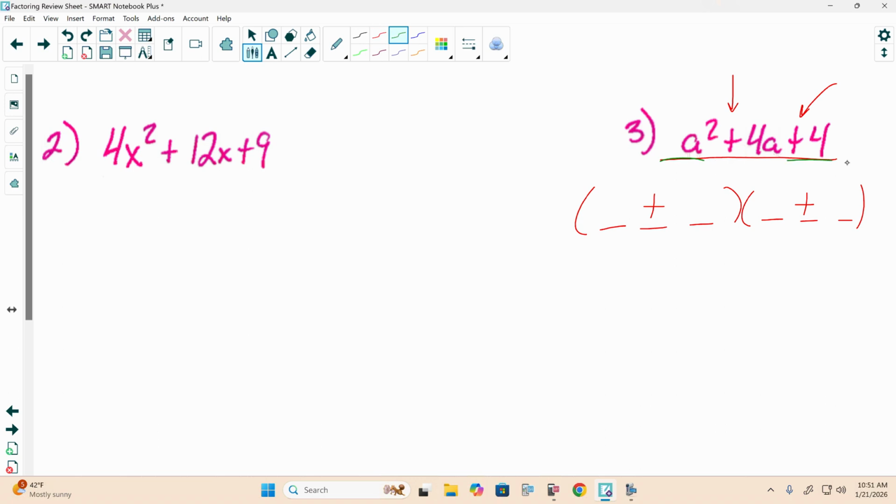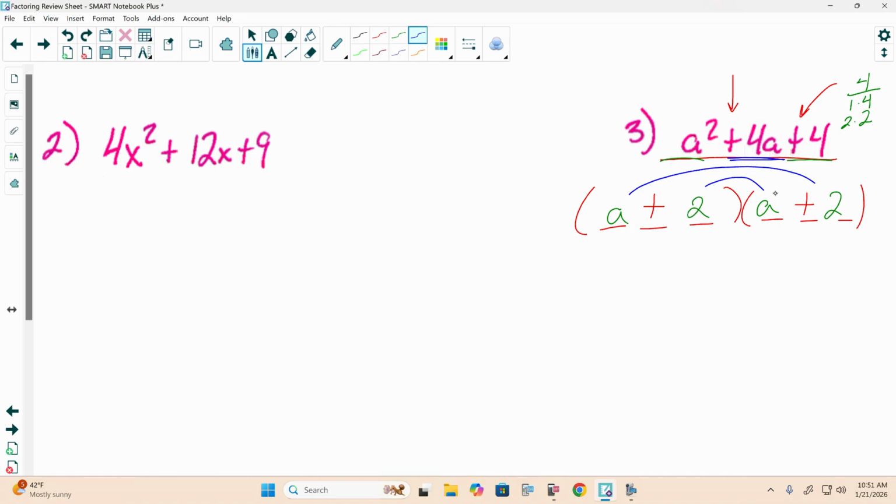Now we need to look at the factors of the first and third terms. Well, our factors of a squared, the only set of factors we have are a times a. Now our factors of 4 are 1 and 4 or 2 and 2. Which set of factors do we want to try first? 2 and 2. And again, we do want to check and make sure we do get the correct middle term.